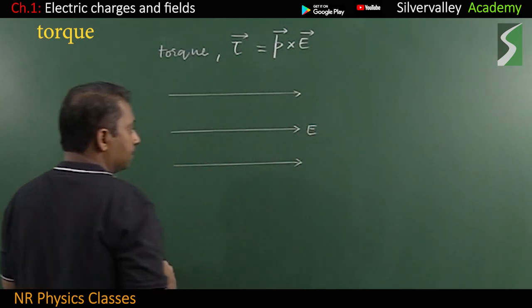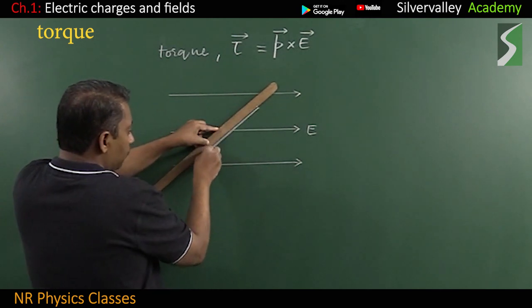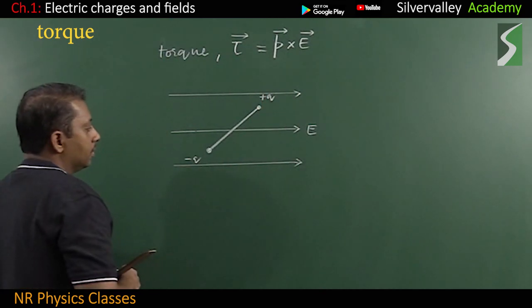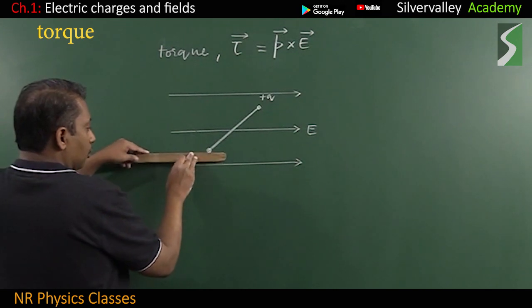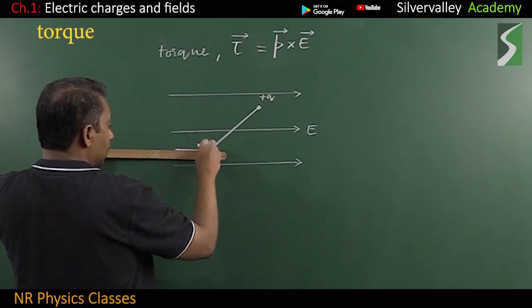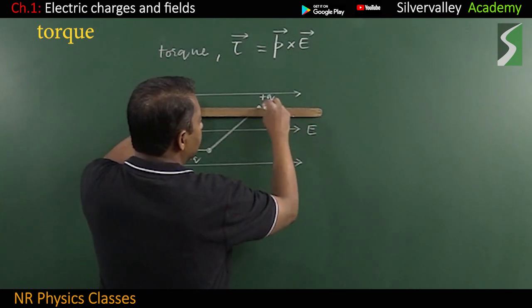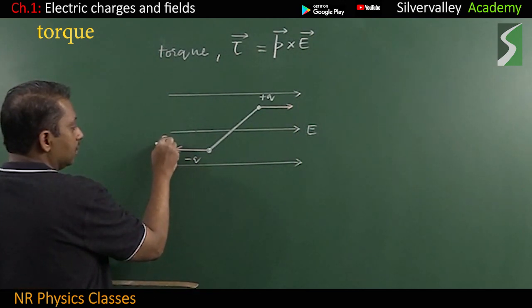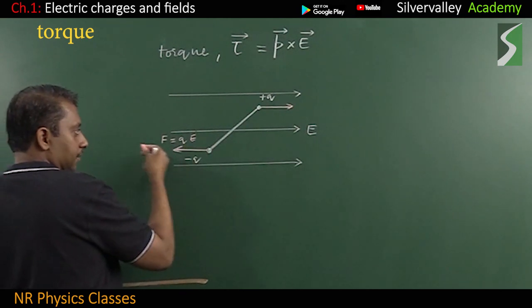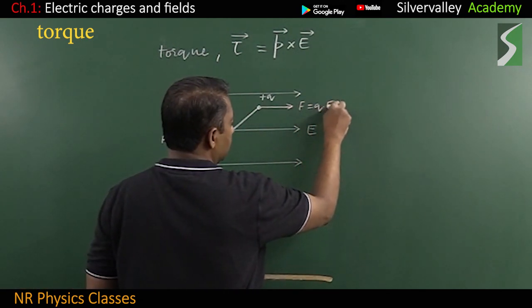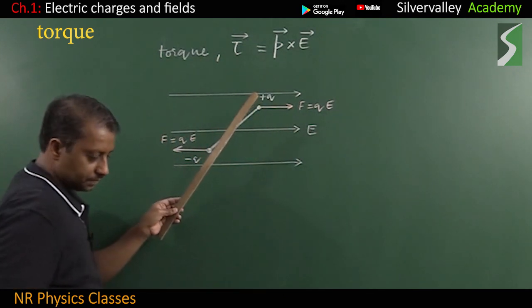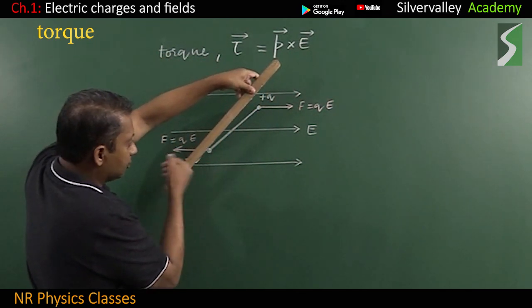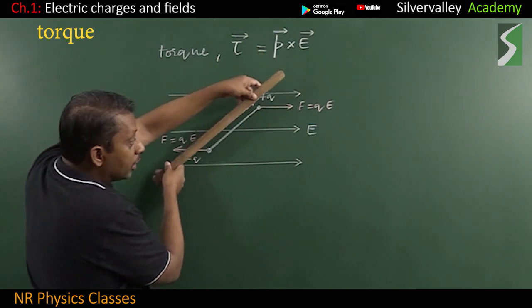This is a uniform electric field. This is a dipole, minus Q and plus Q. Minus Q experiences a force against the direction of the field, like this. Plus Q experiences a force in the direction of the field. The force is F equal to Q into E in this direction, and F is Q into E in this direction. The force on this is along the horizontal, and the force on this is also along the horizontal. As a result, there is rotational motion.